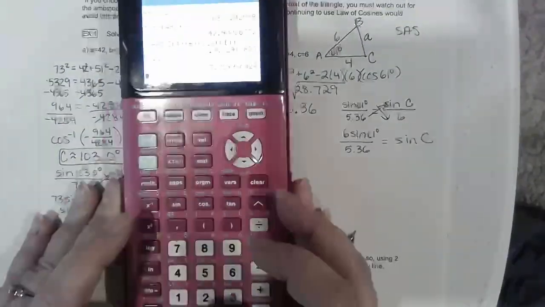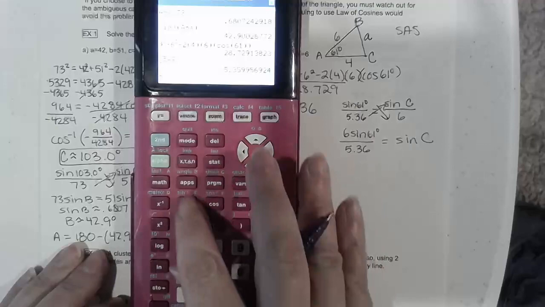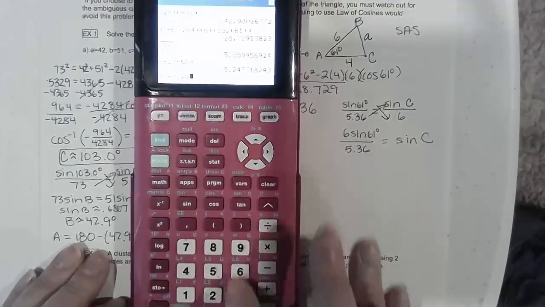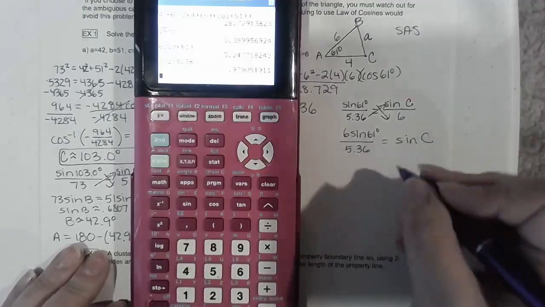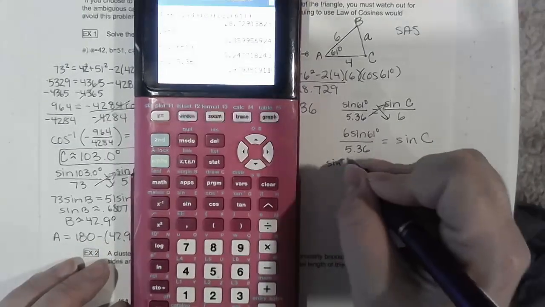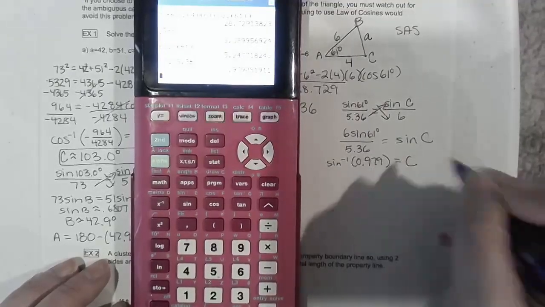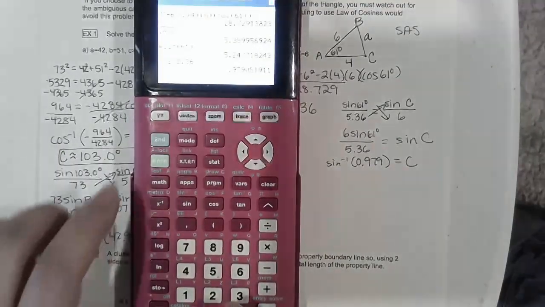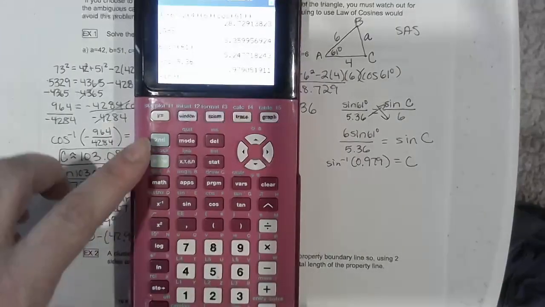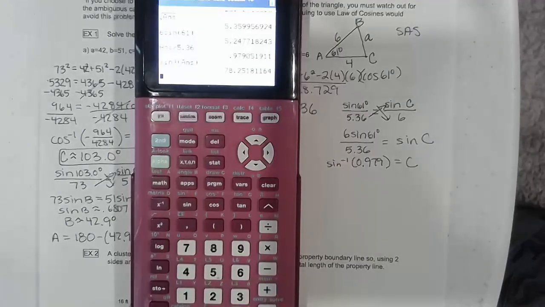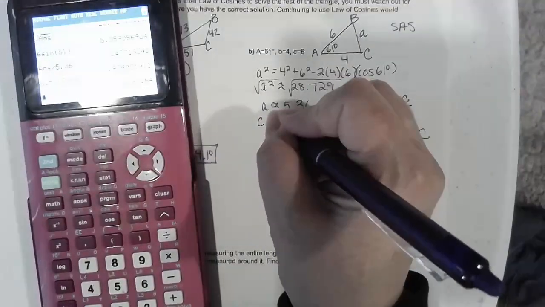So 6 times the sine of 61 divided by 5.36. So I'm going to be doing inverse sine of 0.979 approximately. So inverse sine of that value gives me 78.3 degrees. So C is 78.3 degrees.